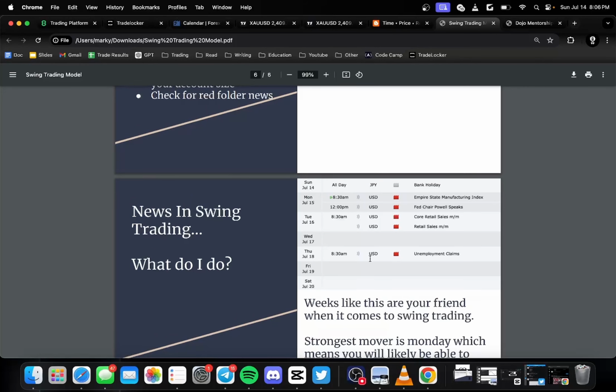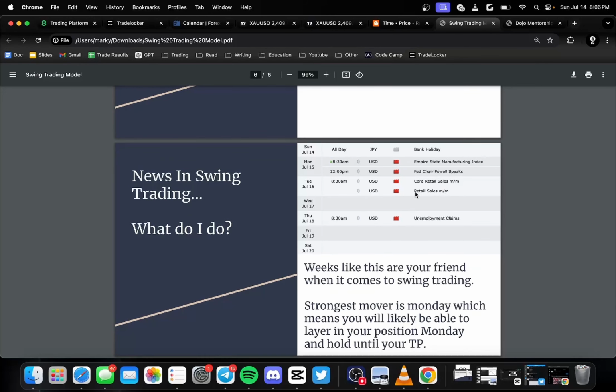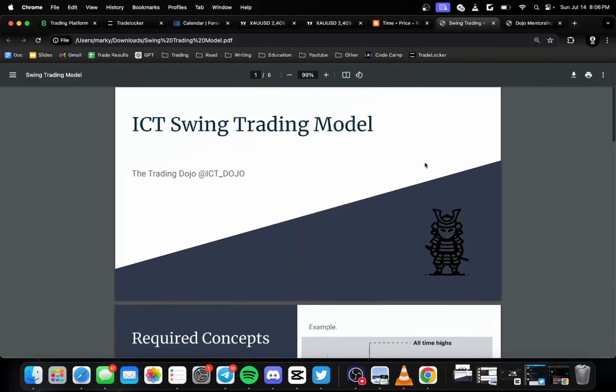You also do not want to start trading without red folder news, because then it's likely to consolidate and you're not going to get any real weekly movement. That's going to be all. That's my weekly trading model using ICT concepts.